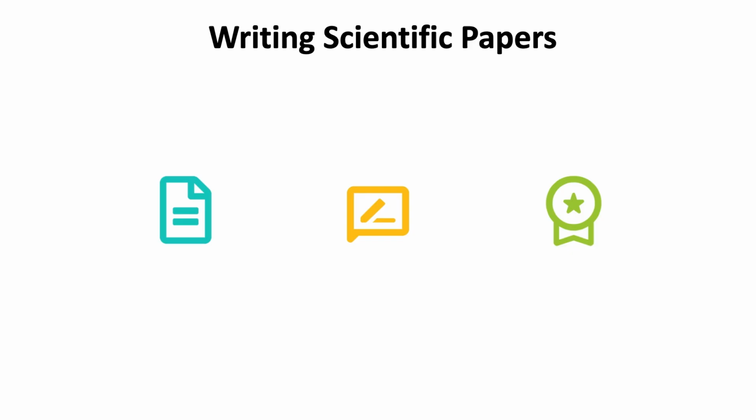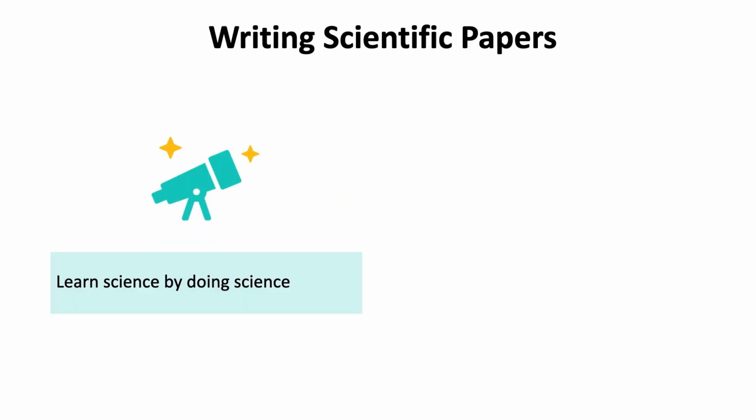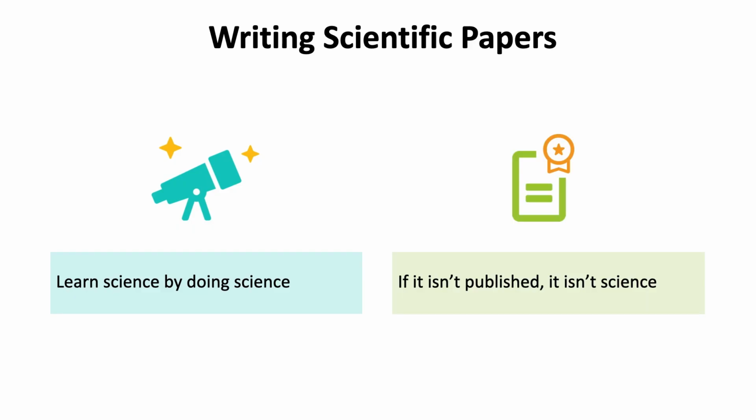In this unit, we learned how to write a scientific paper, revise a paper based on external reviews, and submit a paper to a journal for publication. The two mottos of this seminar are learn science by doing science, and if it isn't published, it isn't science. Many undergraduate students can and should do scientific research and publish their projects in scientific journals. Doing so will not only advance scientific knowledge, but will advance their careers.